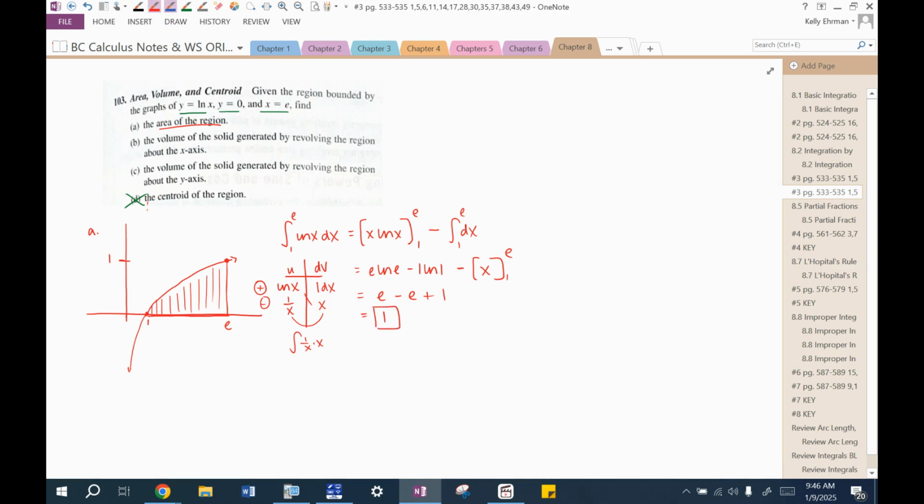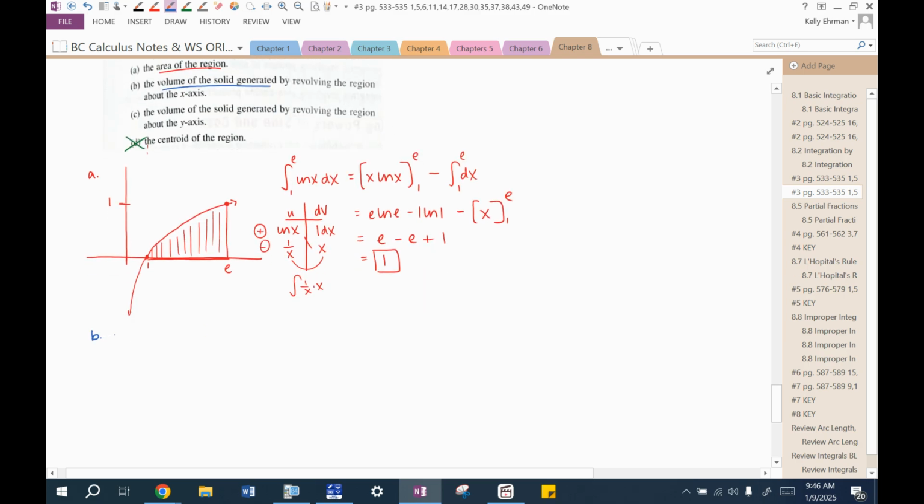That's kind of cool. What about the volume of the solid generated by revolving the region about the x-axis? So for part B, take this region here from 1 to e, and spin it around the x-axis. This is the disk method. Your r is still just equal to ln x. Remember the volume formula is pi r squared. So pi times the integral from 1 to e of ln x, the quantity squared, dx.